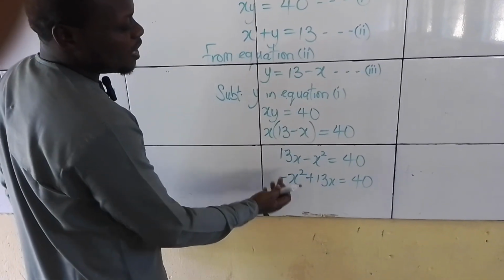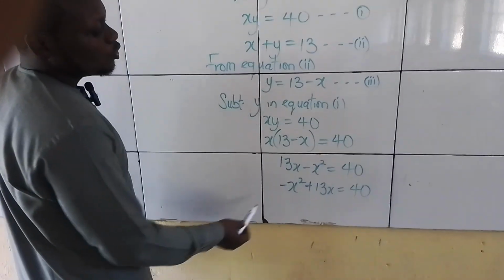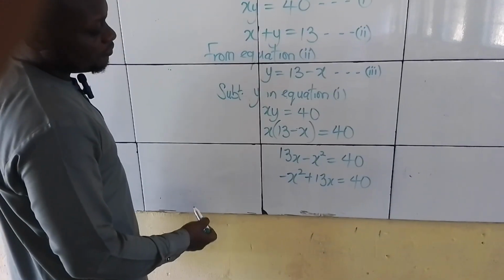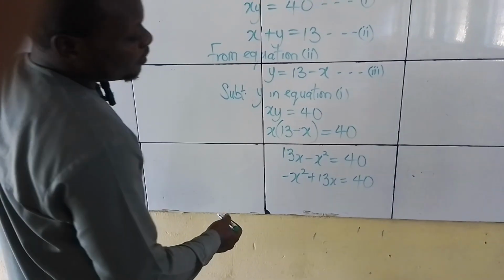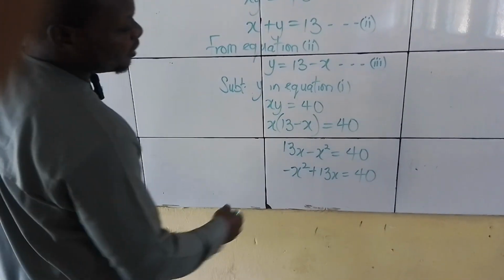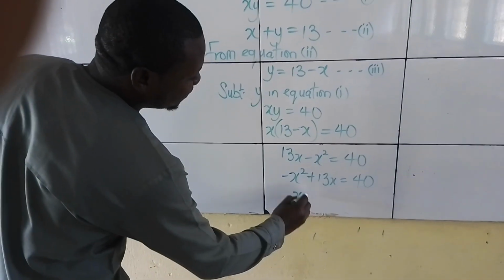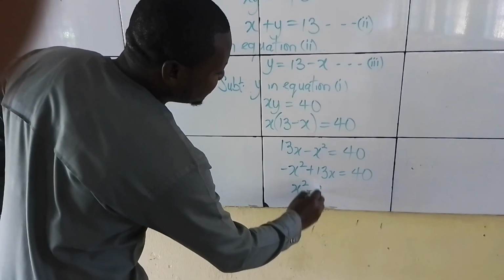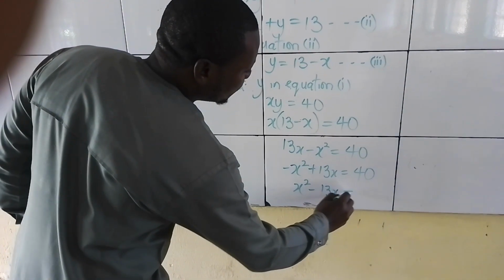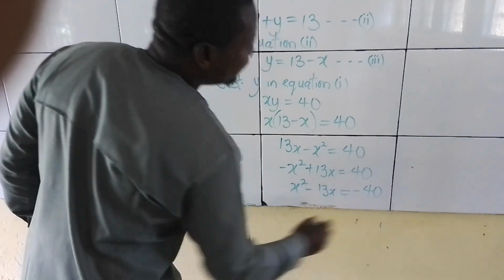This is like minus 1 x squared. So to remove this negative number in front of x squared, we are going to multiply everything by minus 1. And if you do that, you are going to have x squared minus 13x equals minus 440.